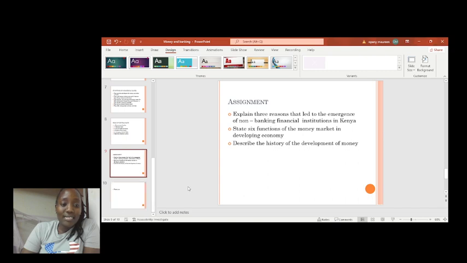Then we can look at the last part, and our last part is an assignment. This is an assignment that I would want you to do. Number one, I want you to explain 3 reasons that led to the emergence of non-banking financial institutions in Kenya. The second assignment is you state 6 functions of the money market in a developing economy. Then number 3, I would want you to describe the history of the development of money.